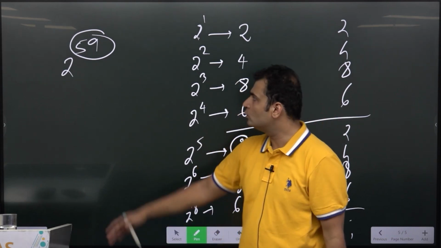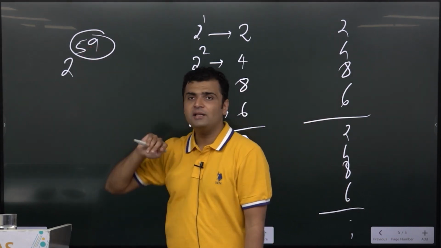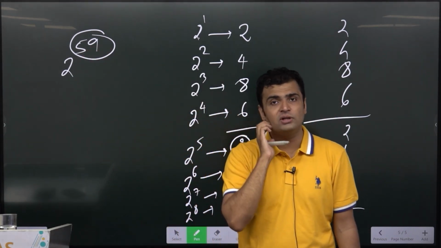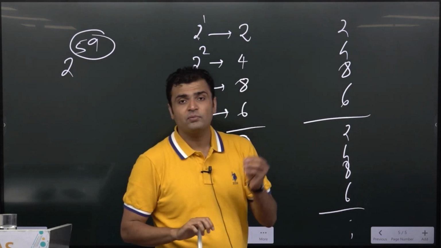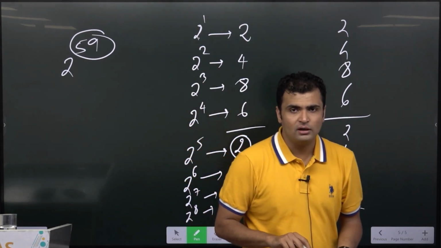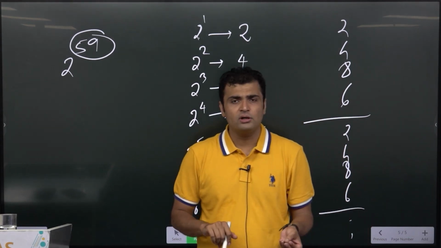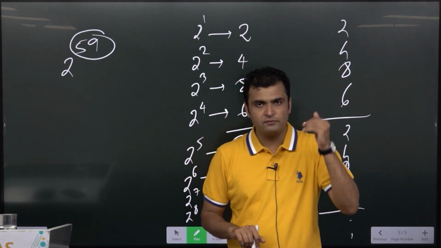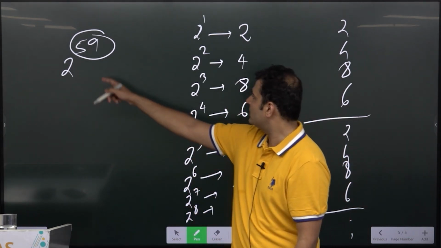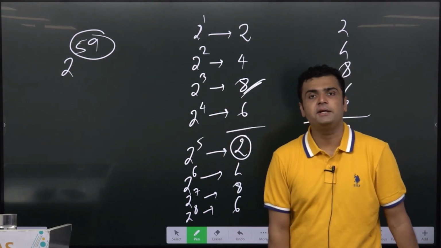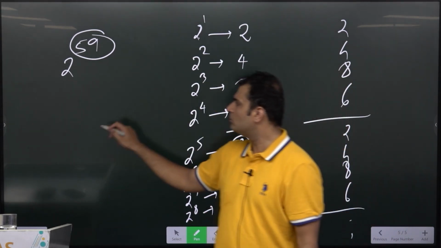So all we have to do is divide this 59 by 4 and find out the remainder. Now if you know 14 4s are 56. So 56 is divisible by 4. So remainder is 3. Because 56 plus 3 is 59, na? So remainder is 3. So units place would be 8. Let us take some more example.